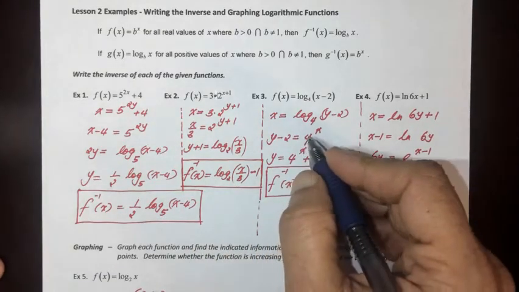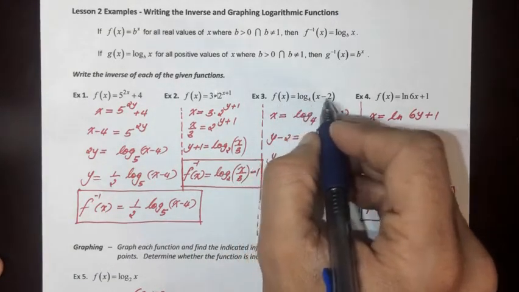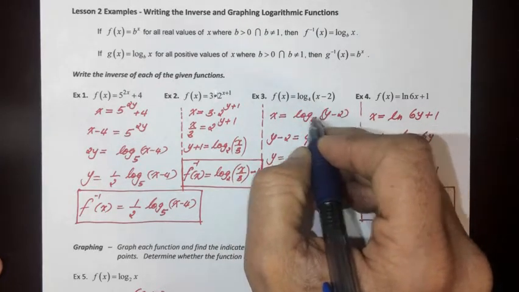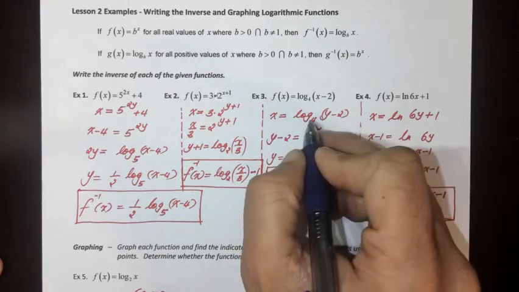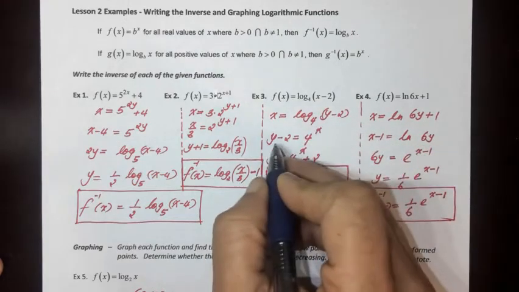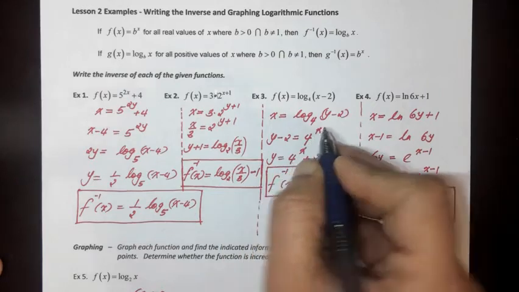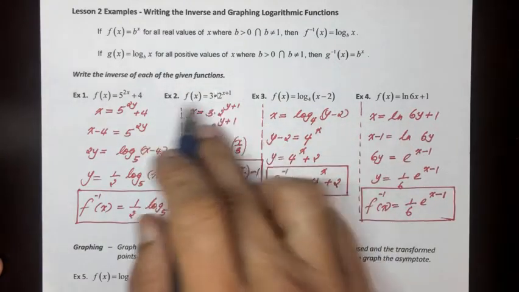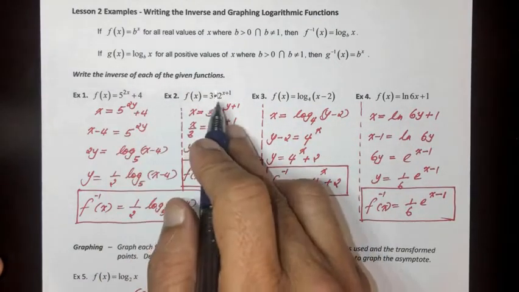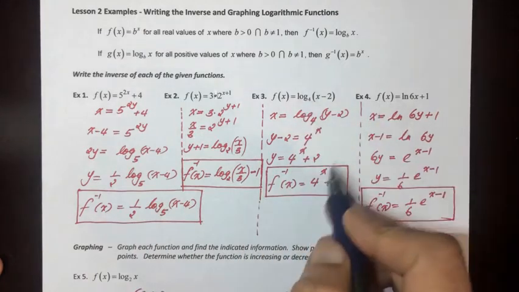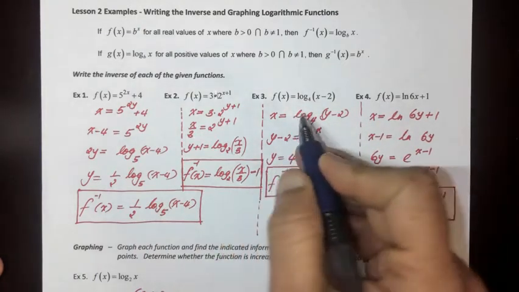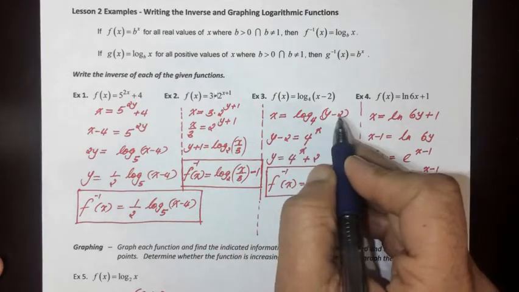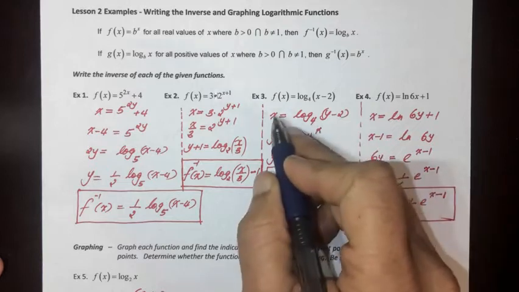Number 3. f of x is equal to log of x minus 2 to the base of 4. Replace y by x, x by y. x is equal to log of y minus 2 to the base of 4. Then y minus 2 is equal to 4 to the power of x. And here the difference between the first two and the last two is that the first two examples go from exponential equations to log, and these two are log to exponential. So we know how to convert a log equation into an exponential, so that is why y minus 2 is equal to 4 to the power of x.